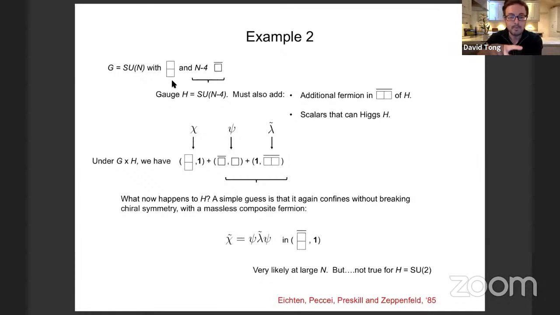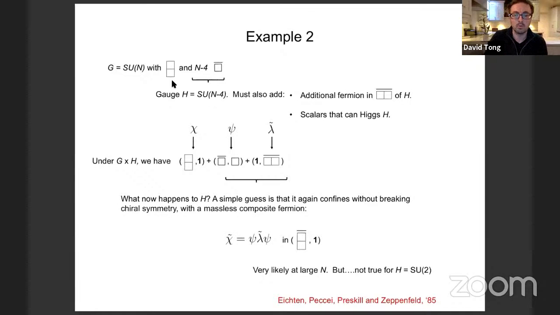There's a large N argument that this must happen at suitably large N, but we know it breaks down. And I don't know where it breaks down, but by the time you get to H equals SU(2), I claim this behavior here does not happen. And I'm going to explain why that is, which means that to gap, say, fermions preserving a G equals SU(6) symmetry, we're going to have to find something else to do.